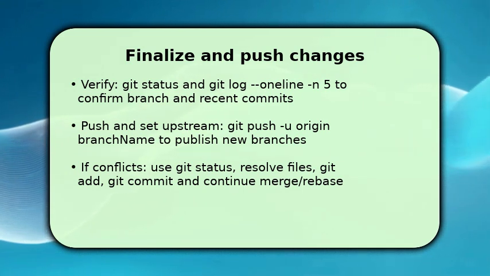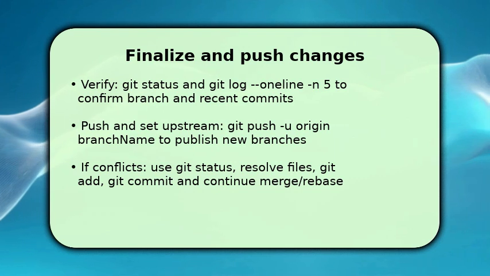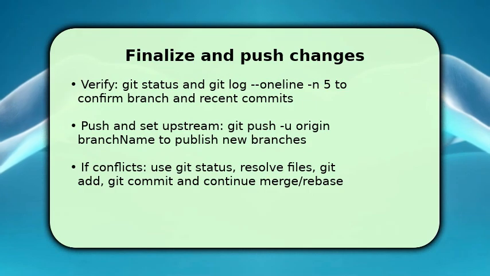If a merge or rebase surfaces conflicts, git status tells you which files need attention. Resolve them, git add the fixed files and commit, then continue the operation. Troubleshooting tip: if things hang, run git reflog to recover lost states.